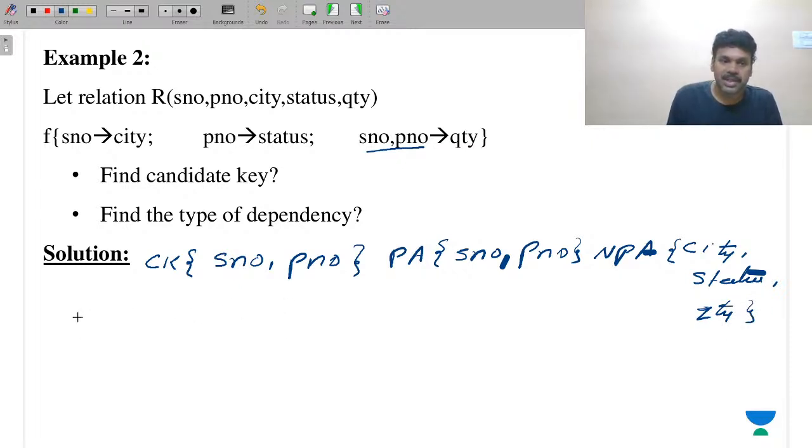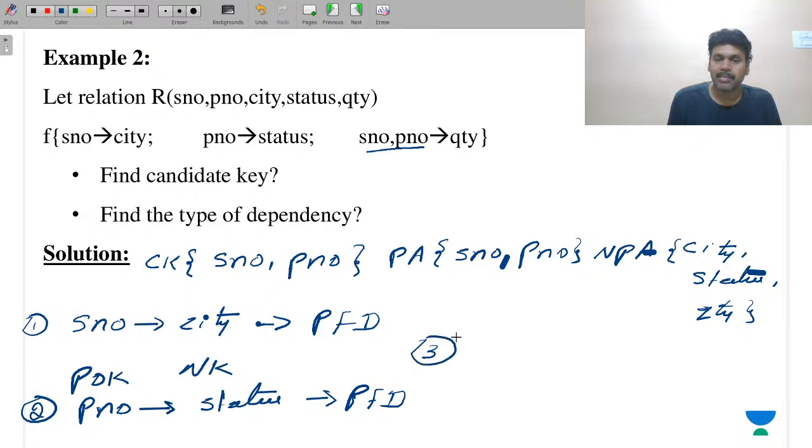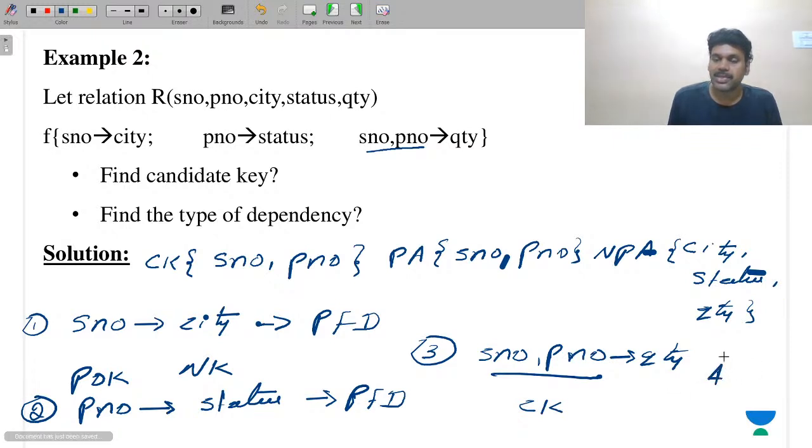The first production is S number implies city. We are very confident now: right-hand side is a non-key, left-hand side is a part of key. Hence this is a partial functional dependency. The second one is also the same: P number implies status, which is also a partial functional dependency. The third production, S number comma P number implies quantity, is a candidate key determining a non-key, so we can directly say that it is a fully functional dependency.